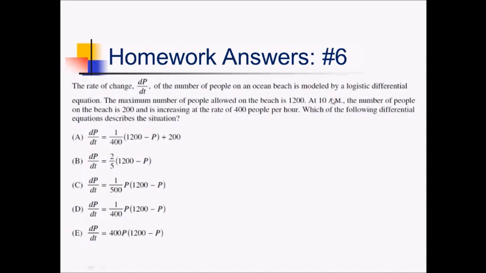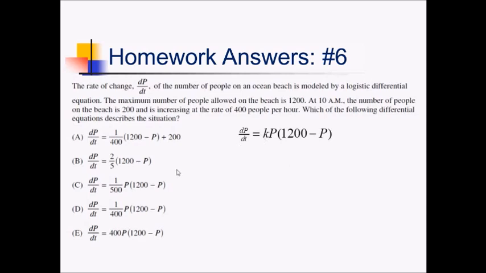So the key here, right in the beginning, they said this is a logistic differential equation. I don't know what all the different things I need to plug in are, but I do know that my standard logistic differential equation is going to be k times p, parentheses, m minus p. So in this case, I have an m value of 1,200 because that is my carrying capacity for this beach. The maximum number of people allowed on the beach is 1,200. All right, so I still need to figure out the k value.